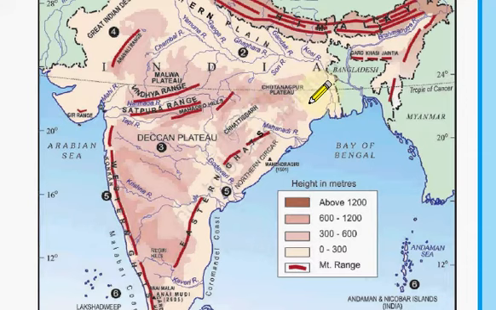Deccan Plateau is this triangular part, and it is mostly made of igneous rock. It has the important feature of black cotton soil. It is also known as cotton soil because the important crop which is cultivated here is cotton. Two parts are there of Deccan Plateau: Western Ghats and Eastern Ghats.